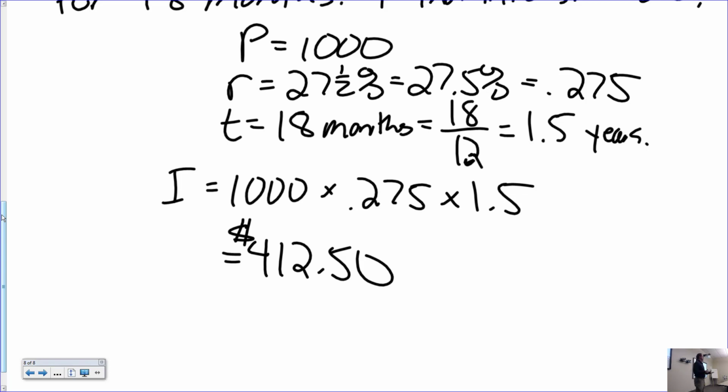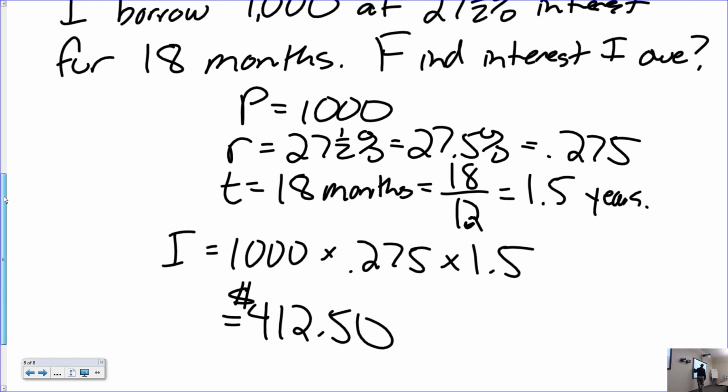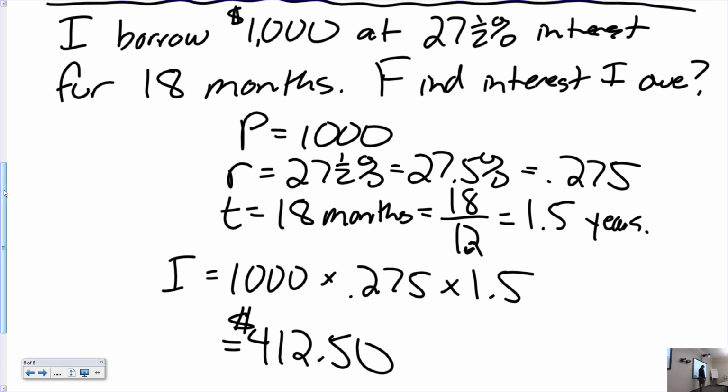Please know, folks, that when you are borrowing money, you don't just pay the interest. You also have to pay back the principal. So note that when I closed this loan, when I pay it off, I would have to pay the $412.50 in interest plus the $1,000 that I borrowed on top of it, right? Principal and interest when you borrow money. It would be nice if all we had to do was pay interest, but it doesn't quite work that way. All right, so not bad.